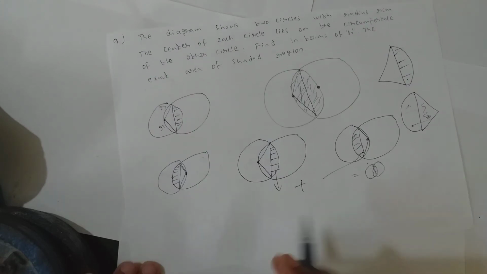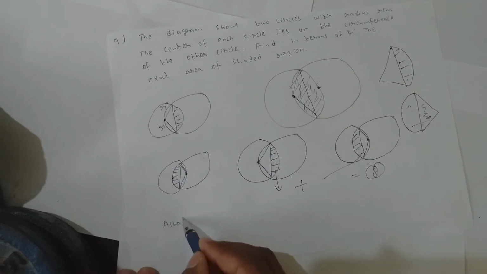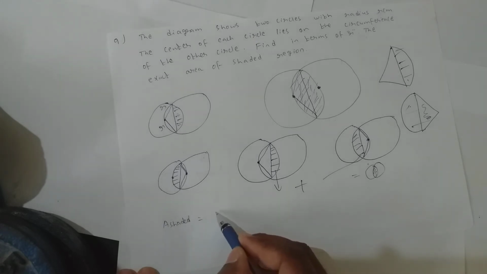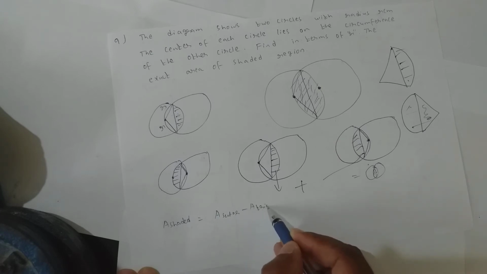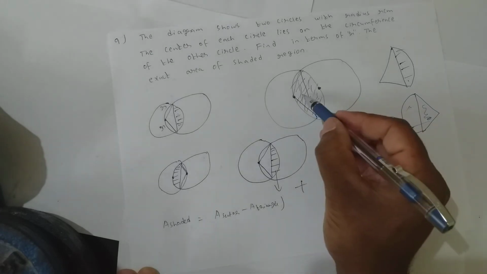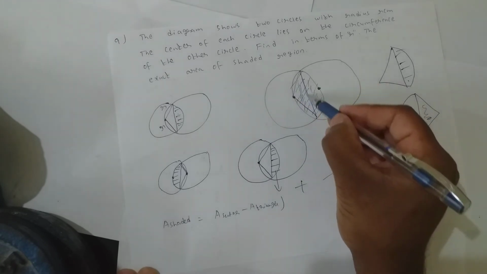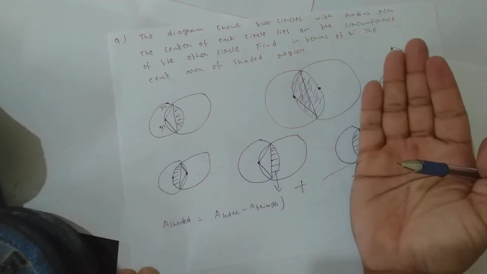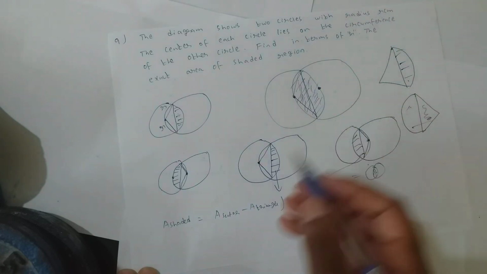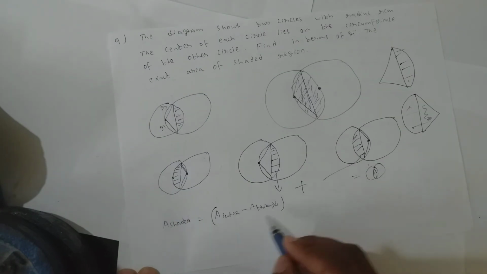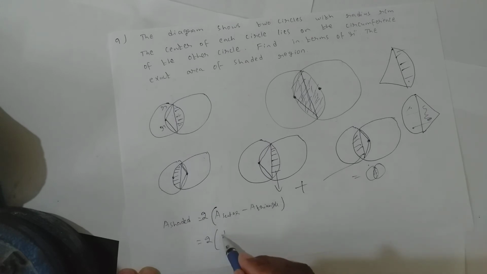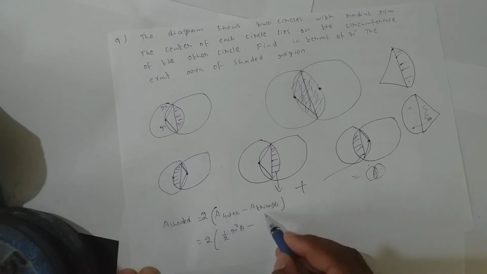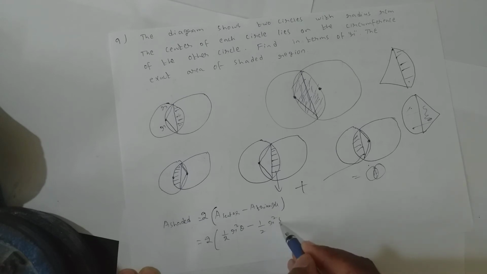So let me write now. So area of shaded region equal to area of sector minus area of triangle. Both these areas will be the same. This side of the line and this side of the line, both the areas will be the same because the radius is the same. So instead of doing it one more time and adding, I directly place a 2 here. So now it is 2 times the area of sector. What is the formula? Half r square theta minus area of triangle, half r square sine theta.